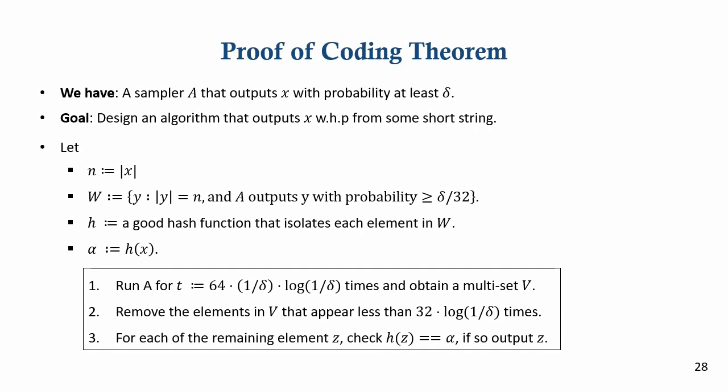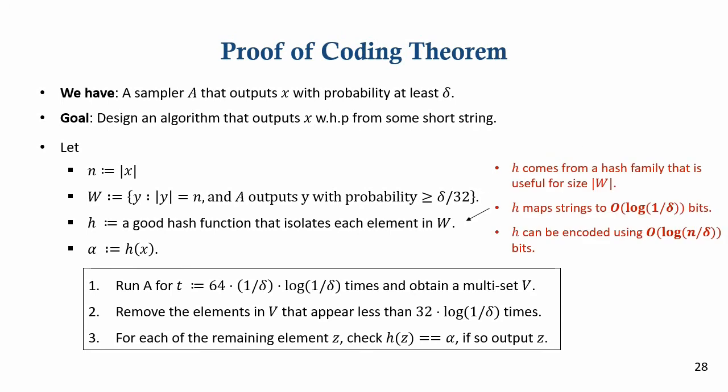And let's denote by n the length of the string X. And let W be the set of n-bit strings that are generated by the sampler A with probability at least delta over 32. Note that since each string in W has probability mass at least delta over 32, the size of W is at most 32 over delta.